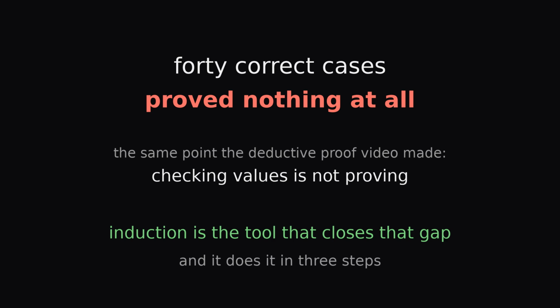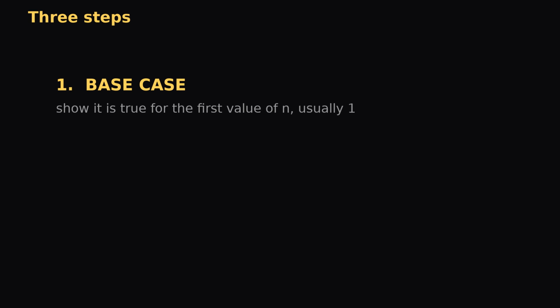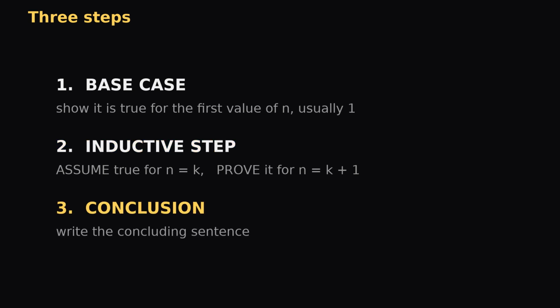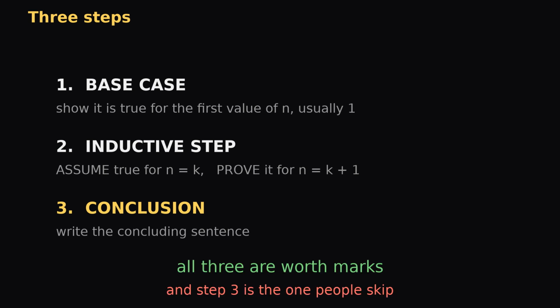And it does it in 3 steps. Step 1, the base case. Show the statement is true for the first value of n, usually 1. Step 2, the inductive step. Assume it is true for n equals k, and use that assumption to prove it is true for n equals k plus 1. Step 3, the conclusion. Write the concluding sentence. All 3 are worth marks, and step 3 is the one people skip.